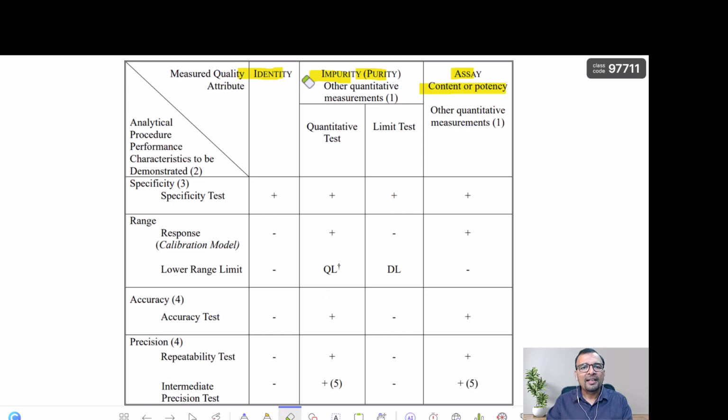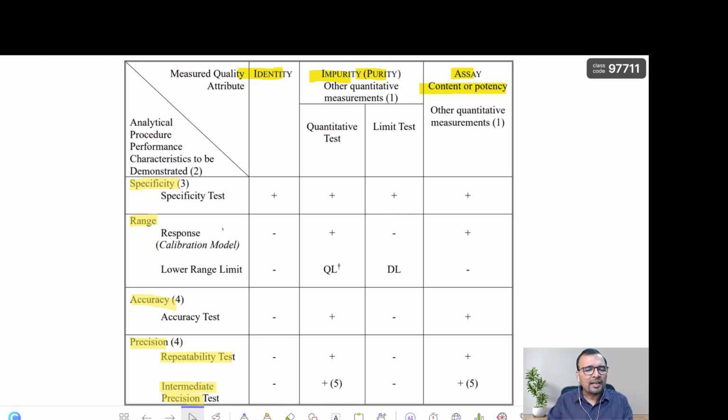So we talked about the 3 important types of testing procedure. The first one is identity, the second one is impurity, and the third one is assay or content potency. Now, what are the important performance characteristics according to ICH Q2(R2)? The first one is specificity. The second one is the range. The third one is accuracy. The fourth one is precision. And again, precision can have the repeatability test, and the next one could be the intermediate precision test. Okay, so we'll talk about those individual tests as well.